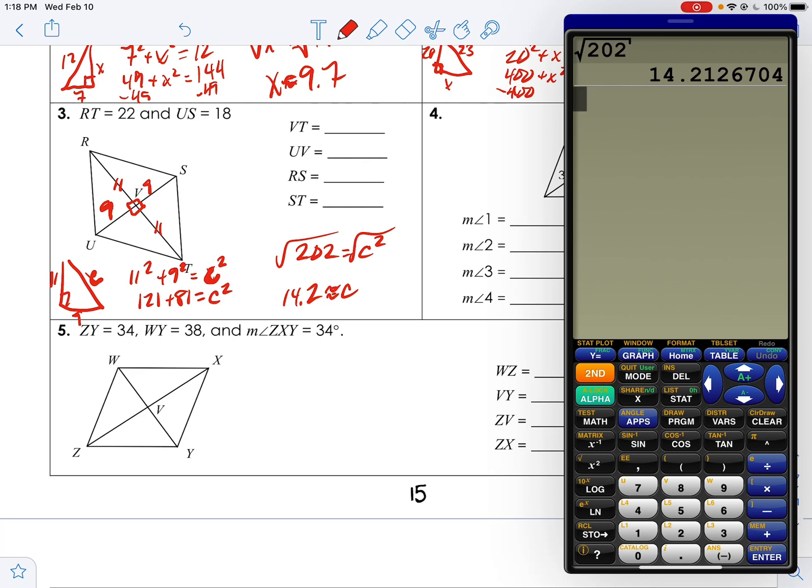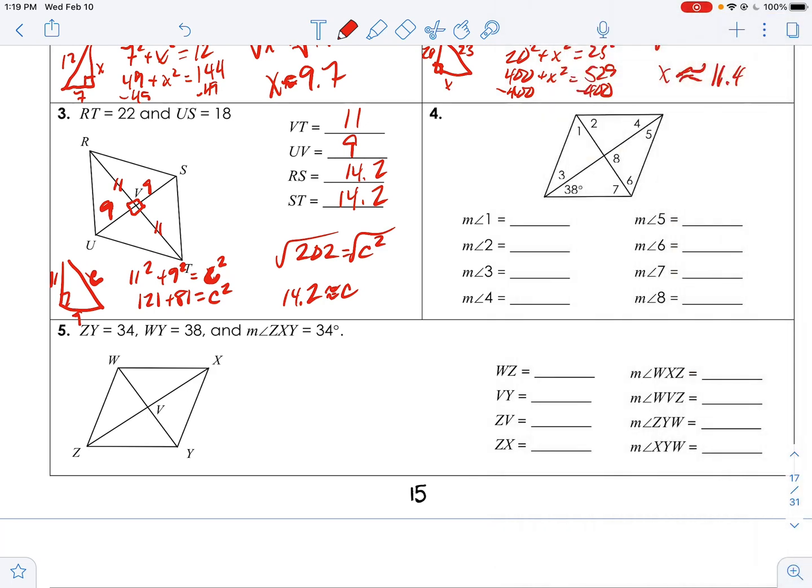So V to T is 11. U to V is a 9. R to S is a 14.2. And then S to T is also a 14.2 because all the sides are the same. They're congruent.